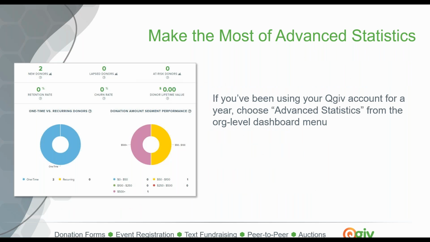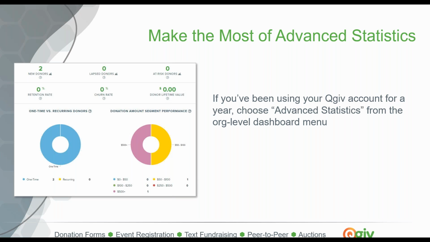And it's really easy. Most of these statistics are available if you've been running Qgiv for a year, because you have to have a year's worth of data to look at some of these. You can't gauge whether or not a donor is lapsed yet, if they've had that 9-month gap between their first donation and their next one, if you've only been using the system for 3 months. So once you have that year of data in there, you can go into your Qgiv dashboard and choose the advanced level or the advanced statistics.